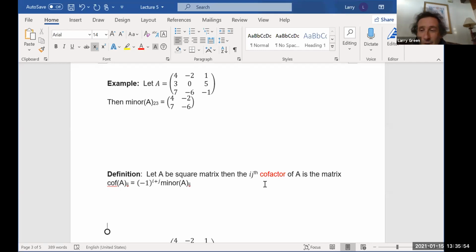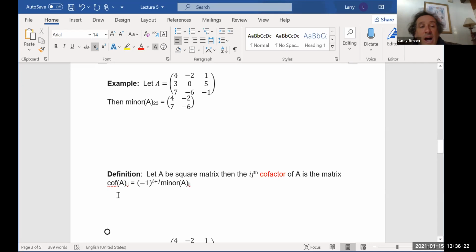If you have -1 to a number, if the number's even, you get +1. If the number's odd, you get -1. So what you really do is you look at where you are, what minor you're looking at. You take those subscripts, add them up. If you get an odd number, stick a negative in front of it. If you add them up and you get an even number, don't bother with changing a sign. Any questions on that?